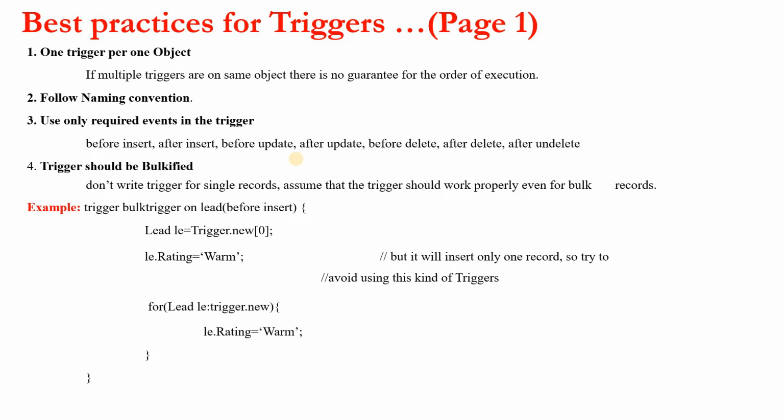Best practices for triggers. This is a very important question as far as the interview is concerned. The first point is one trigger per object. If multiple triggers are on the same object, there is no guarantee for the order of execution. If more than one trigger is on one object, then we cannot guarantee that this trigger will fire first, this one second, this one third. There is no control over the order of execution.